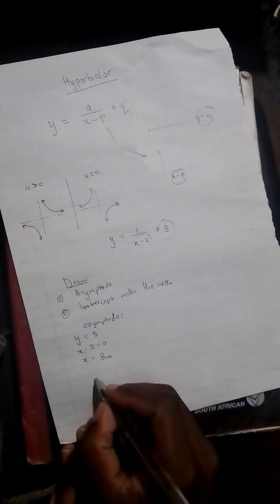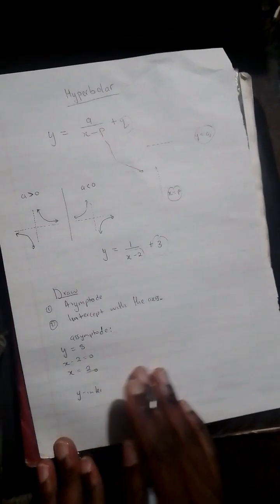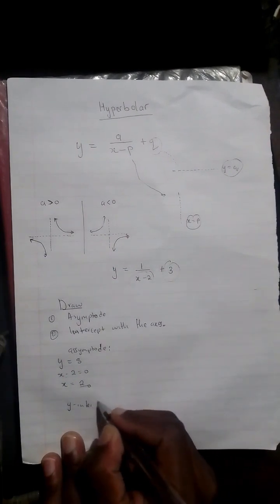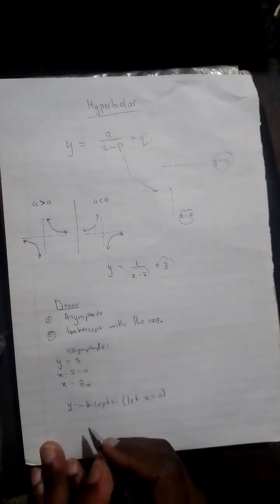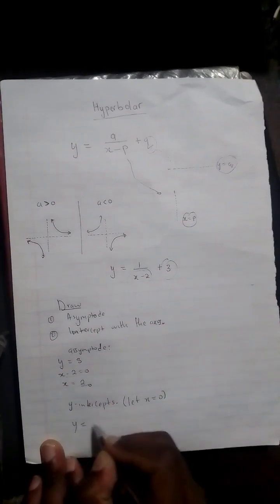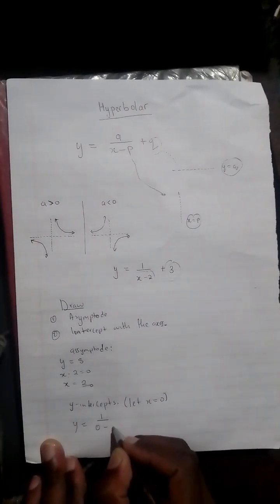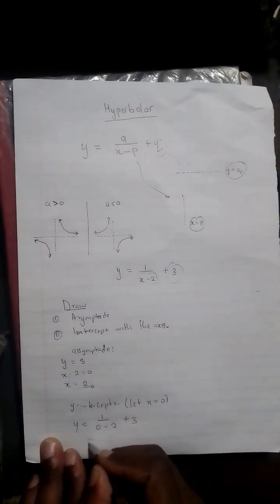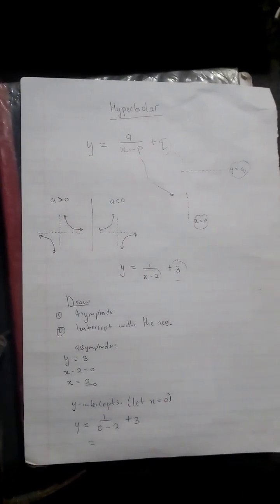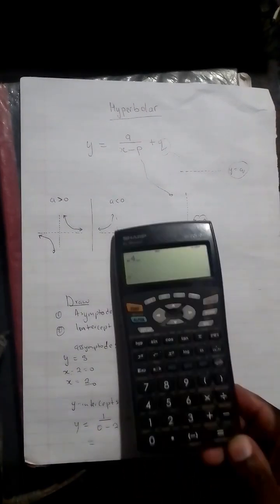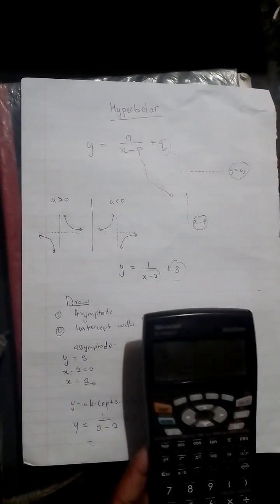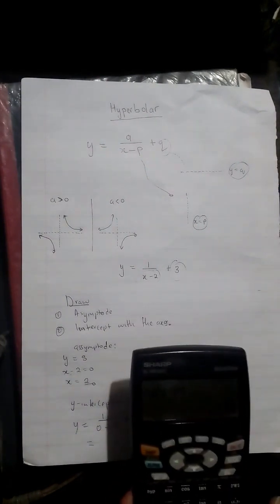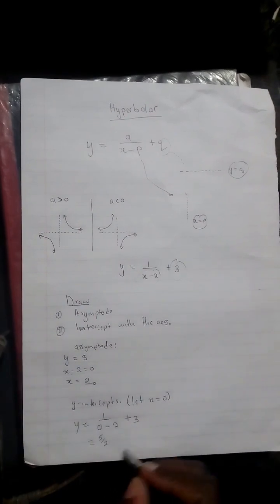Let me go ahead and find the y-intercept, since this is the easiest. Remember, when you find the y-intercept, you let x equal 0. So in our equation, wherever I see x, I write 0 minus 2 plus 3. Let's press the calculator. 1 over 0 minus 2, plus 3, is equal to 5 over 2. Please leave it as a fraction.